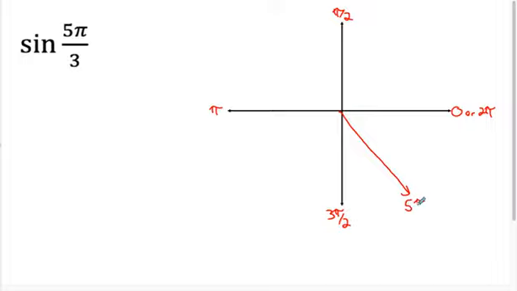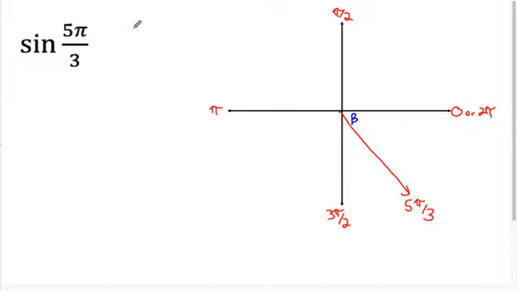So this is 5 pi over 3. And if we're going to find the exact value for sine 5 pi over 3, we're going to need to know the reference angle of 5 pi over 3. So the reference angle is the angle between the terminal arm and the x-axis.